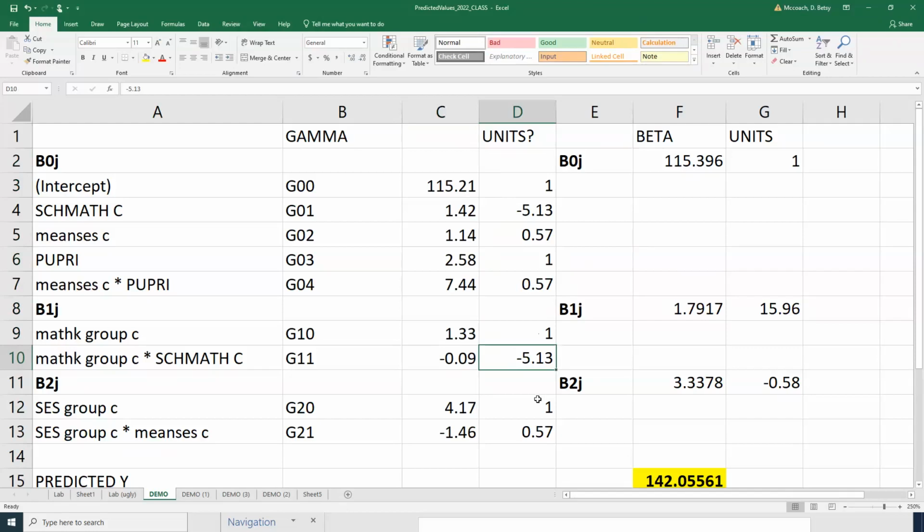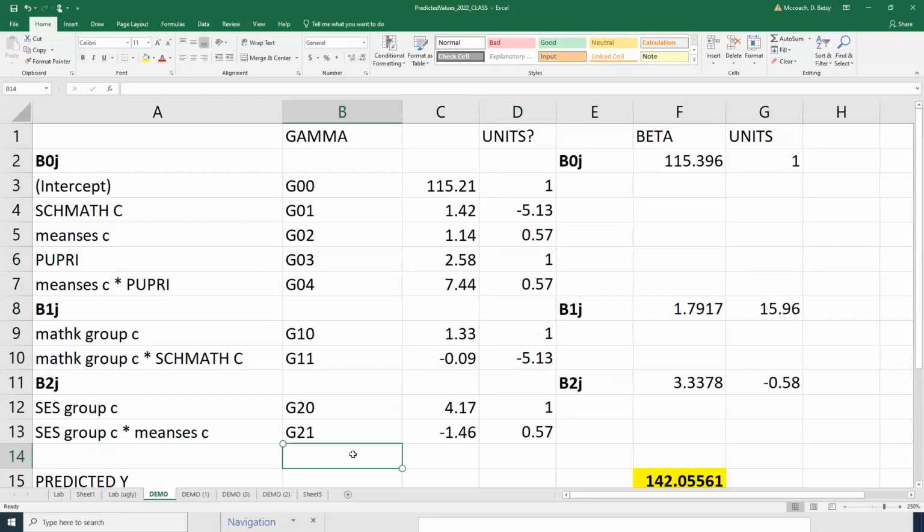But now I take this and I'm going to multiply it by the 15.96 because this kid is 2 standard deviations above their mean. And then I can do the same thing here, except it's really easy here because I just have a gamma 2 naught. So there isn't any kind of cross-level interaction. So I've got 4.17 times 1, right? And, oh, actually, I take that back. There is a cross-level interaction here. And then I've got SES by mean SES, right? And so I get my gamma 2 1, and I can get my beta 2 sub j.